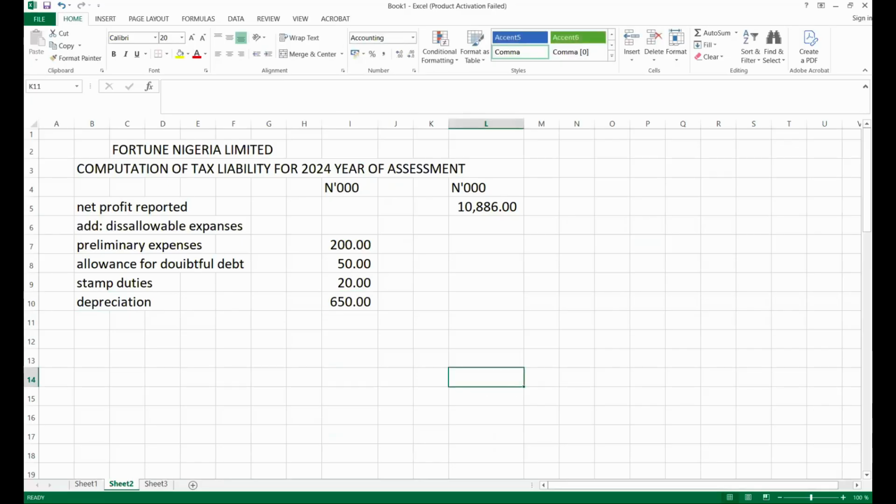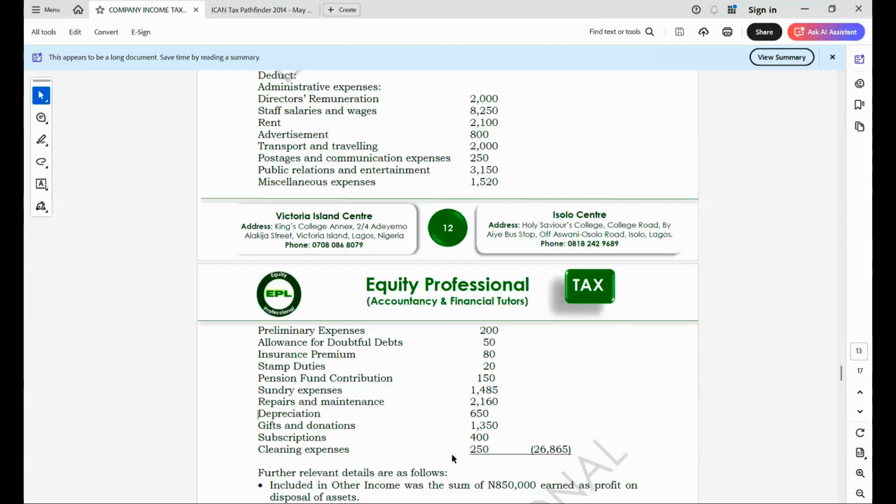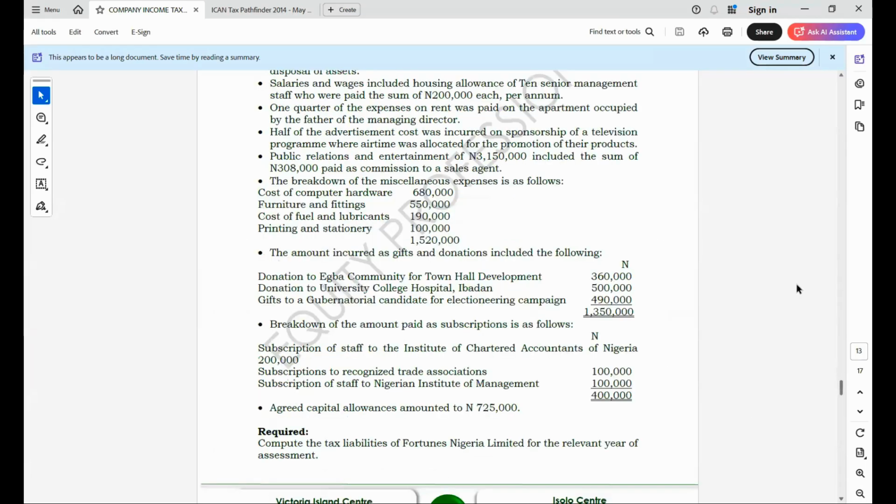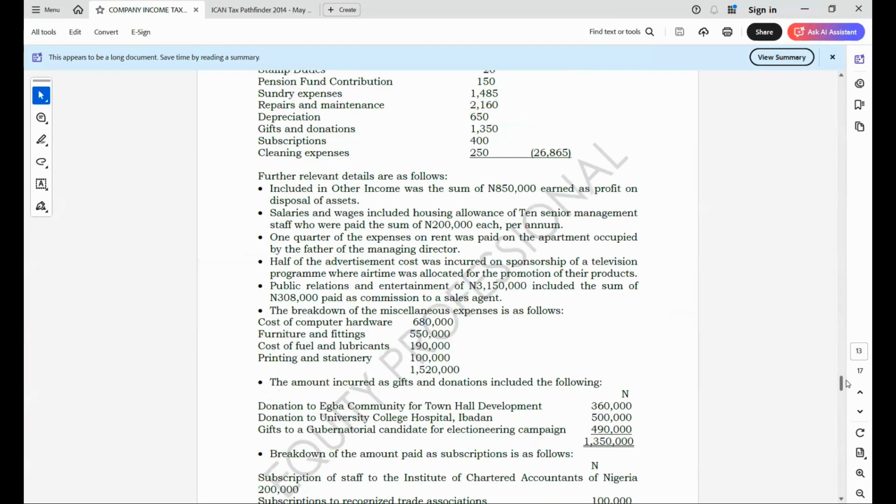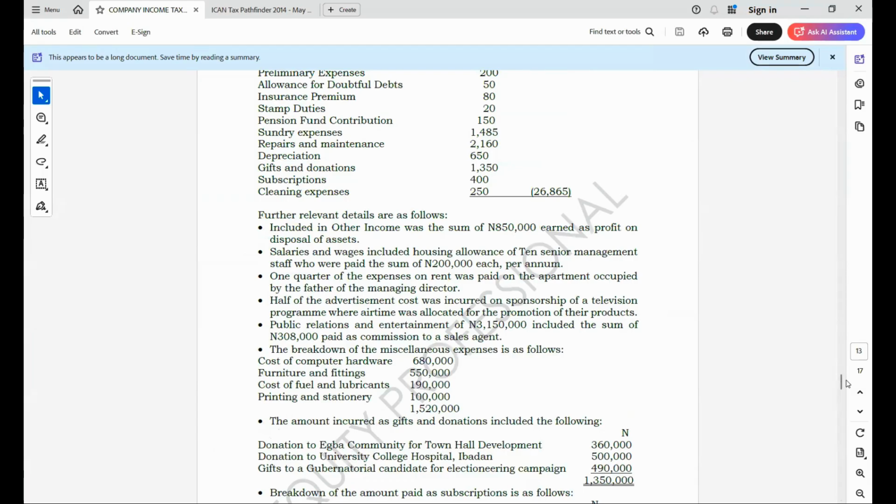So then we have, after that, the next one, which is gift and donation, allowable. Subscription, allowable. Then cleaning expenses, allowed. After you have dealt with the account, you can now go to the notes one after the other. You can now visit the notes so that you don't omit any item.